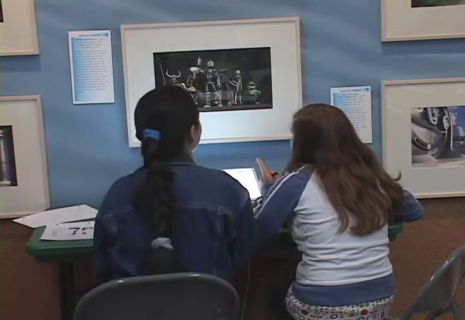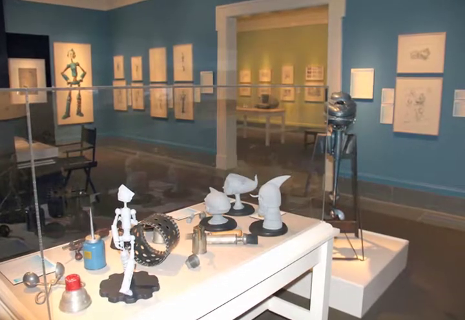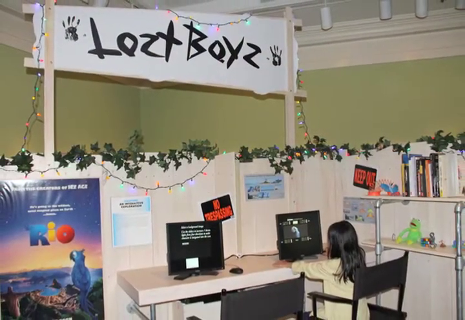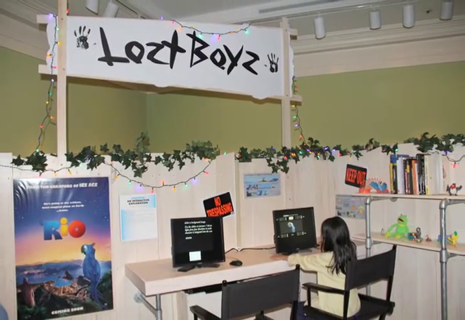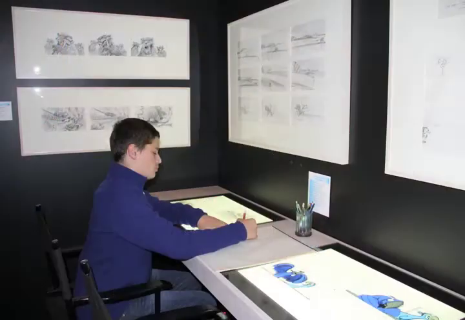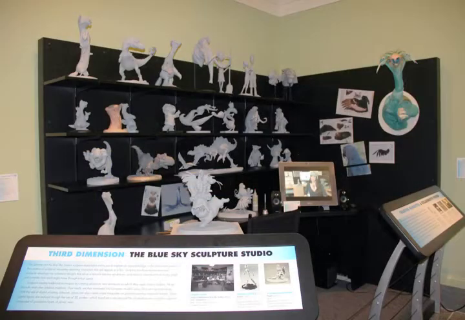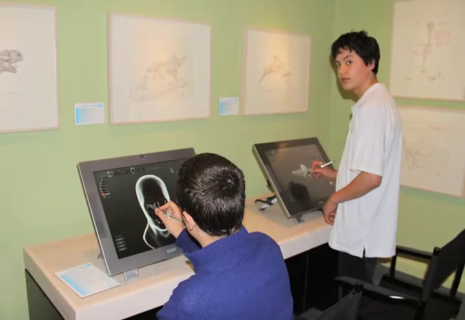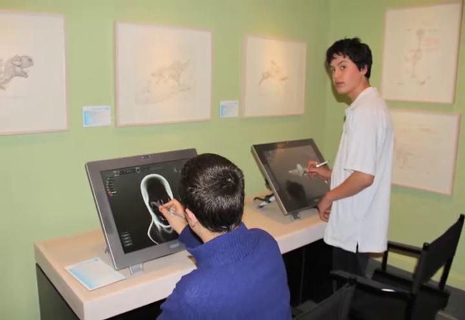Being here in the Norman Rockwell Museum was a real blessing. The resources, just being able to go up and look at some of the displays. They had Blue Sky doing their display upstairs, and it was beautifully done. And there are plenty of examples of storyboards and three-dimensional objects that everybody could use for reference. A lot of nice things to work with here.